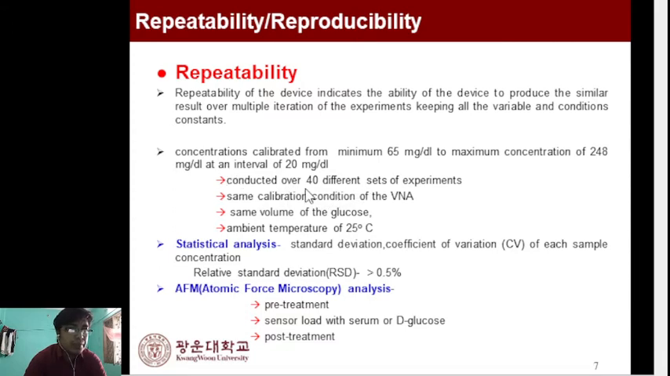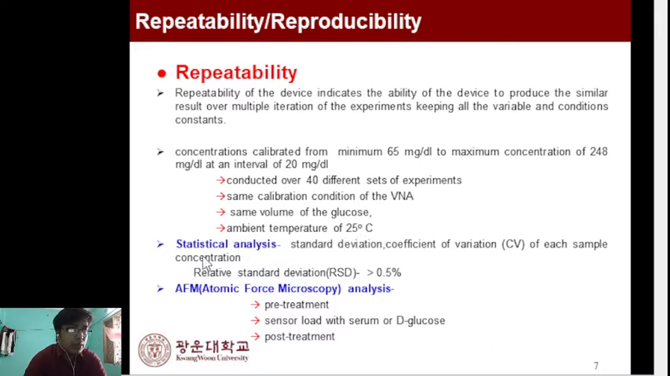In this experiment we conduct 14 sets of experiments. We calibrate concentrations from a minimum of 65 dBl to a maximum of 248 dBl, at intervals of 20 dBl. We also set the calibration condition at the same VNA setting for each of the 14 runs, and take the same volume of glucose each time. We also keep the ambient temperature constant at 25 degrees, which is room temperature.